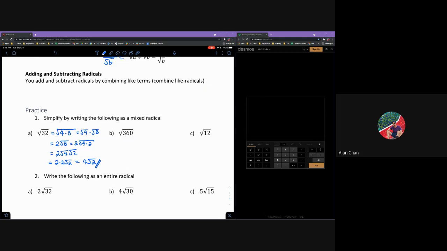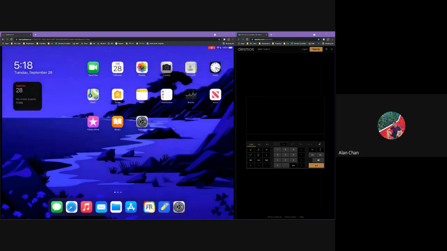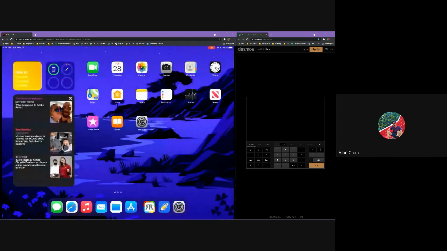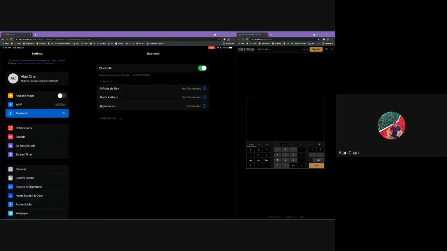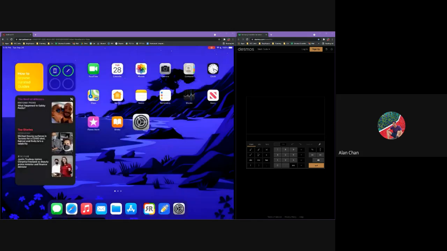How's this charging going? It's not going too well. Oh, this one's full battery. So let's just pretend nothing happened.